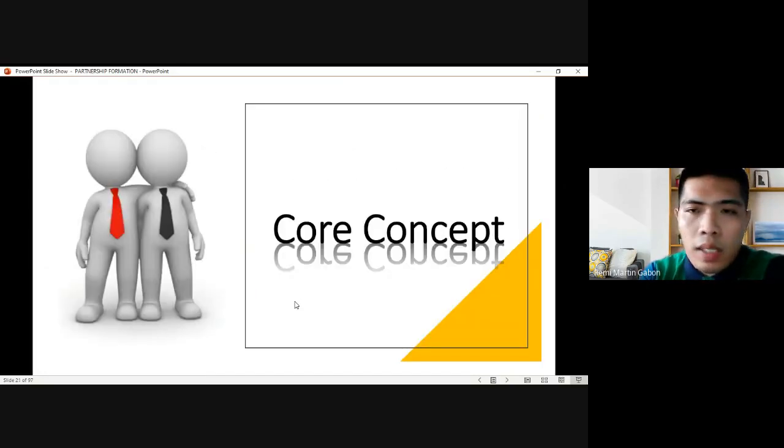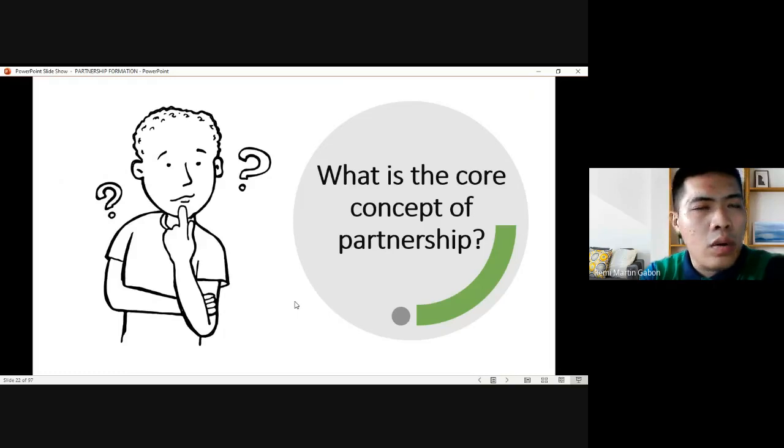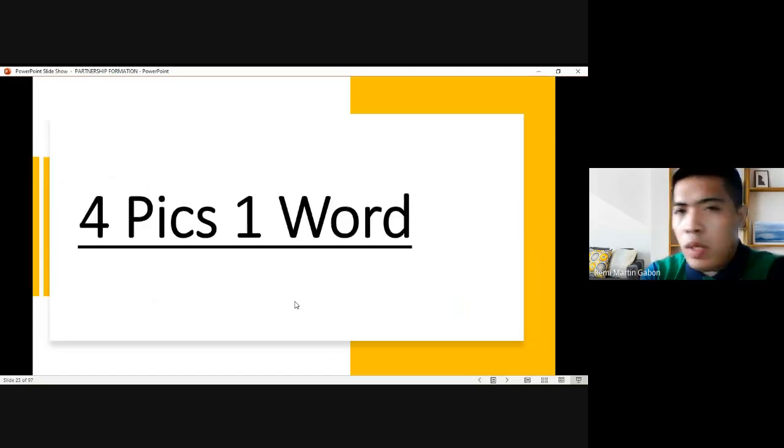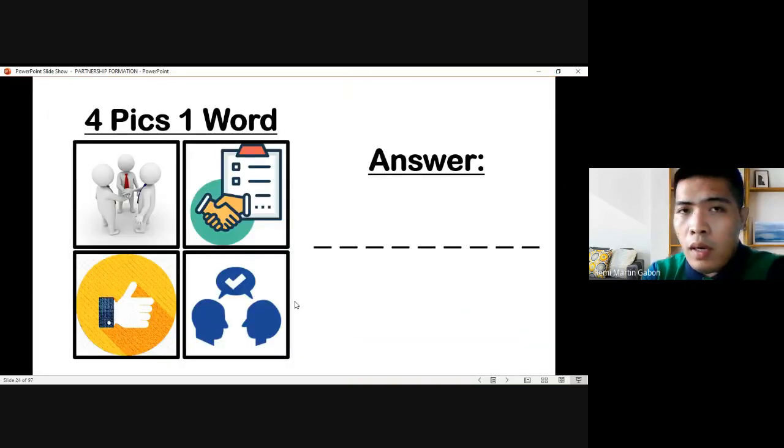Let's proceed with core concept. Maybe you are wondering what's the core concept of a partnership. I have already told you earlier what's the core concept of a partnership. Okay, so let's play four pics, one word. I know you are fond of this game. So the core concept of a partnership may be defined by these four pictures or photos. Four pics one word. Guess the word.